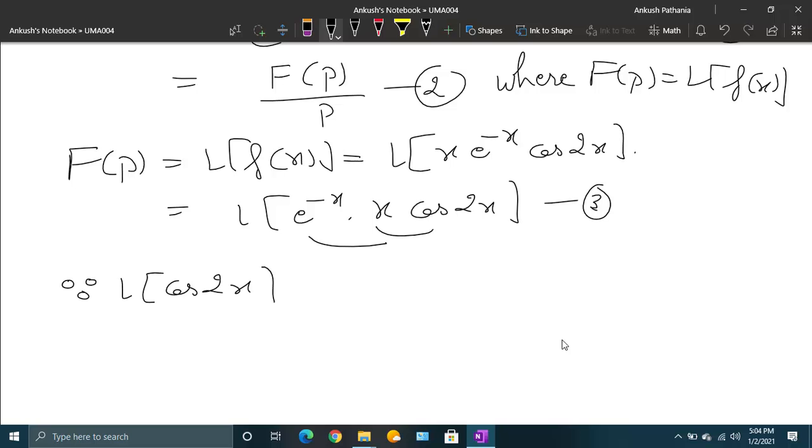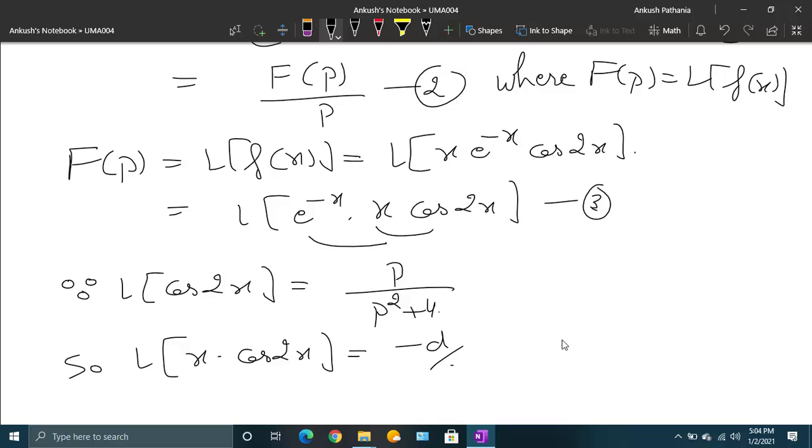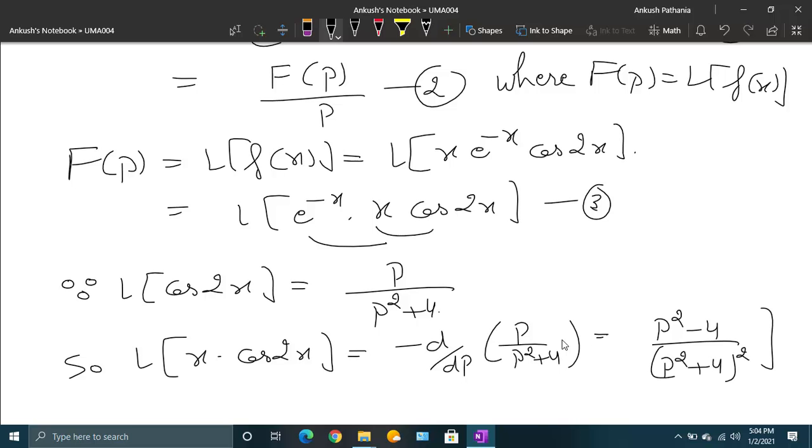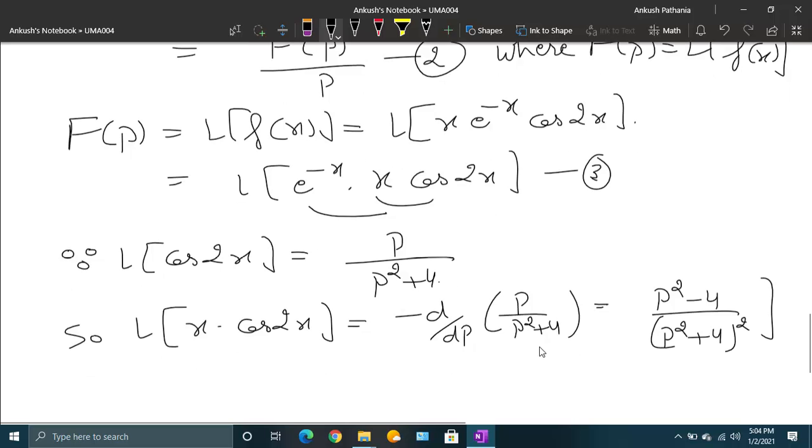Since Laplace of cos 2x is p upon p square plus 4, the Laplace of x times cos 2x, by property 2, is minus d/dp, the first derivative, of F(p), the Laplace of cos 2x. And when you solve this, you will get (p square minus 4) upon (p square plus 4) whole square. So this is what you get, the Laplace of x times cos 2x.